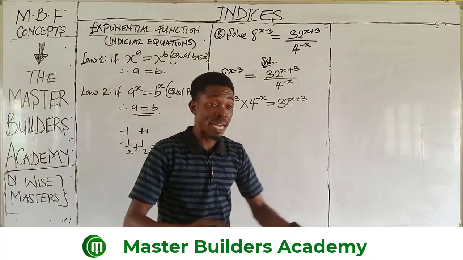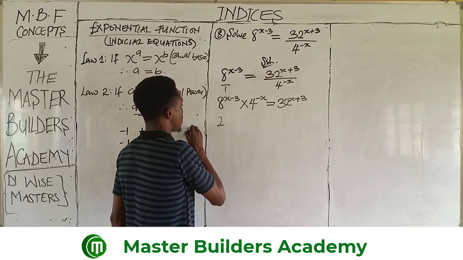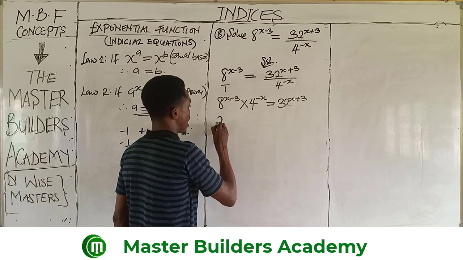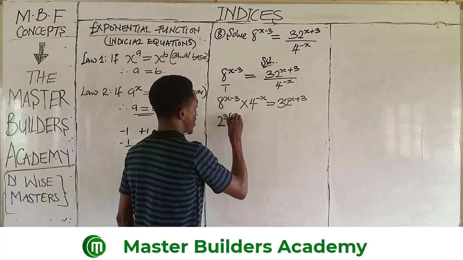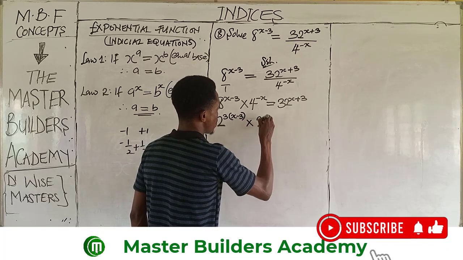That will be their common base. Therefore, I will have 2. Now, 2 raised to the power 3 would have given us 8. So I will replace 8 with 2 raised to the power 3. Then the power is x minus 3, multiplied by 2 raised to the power 4.